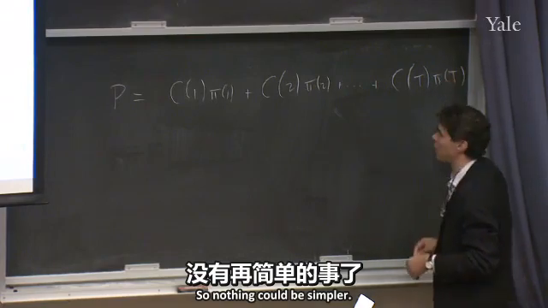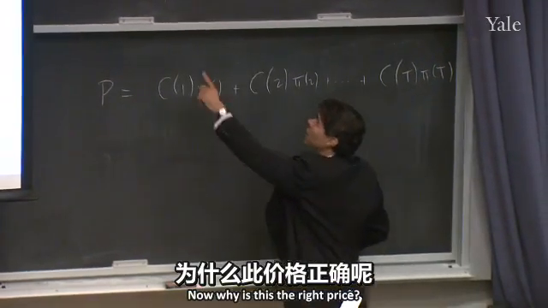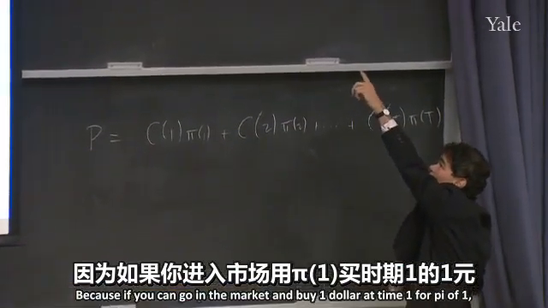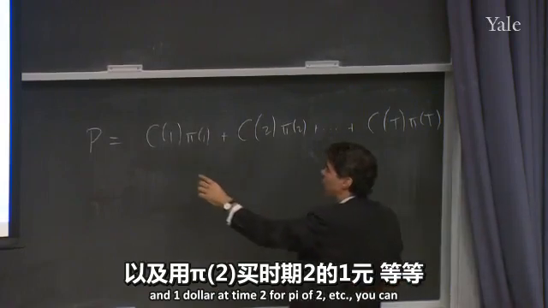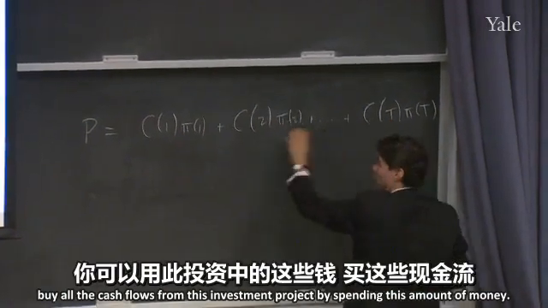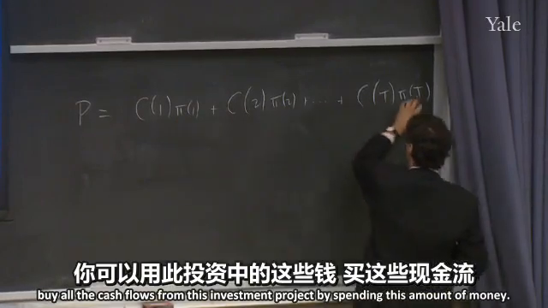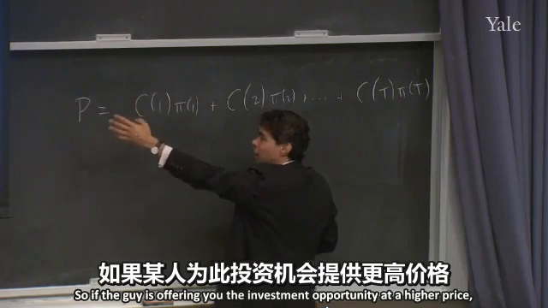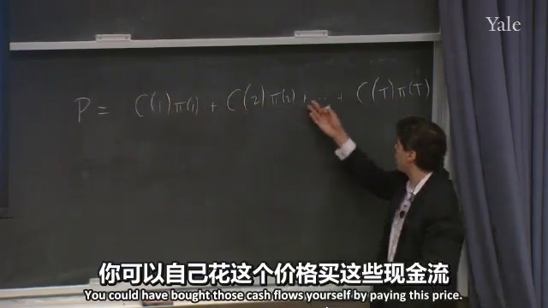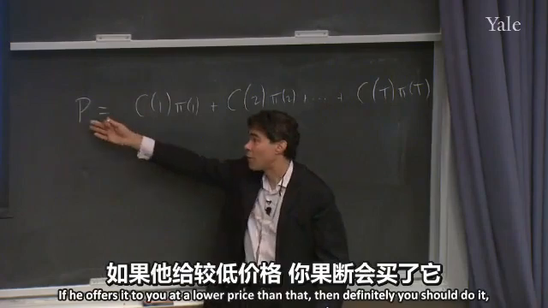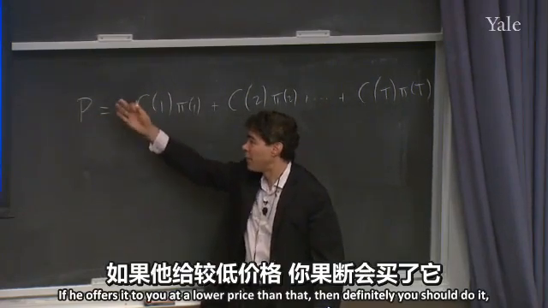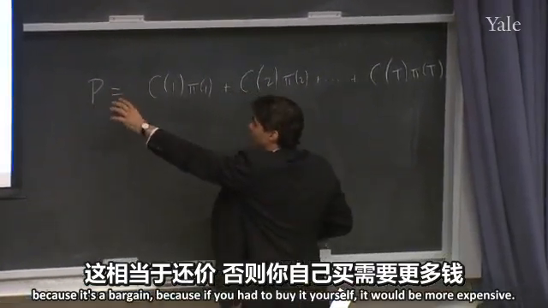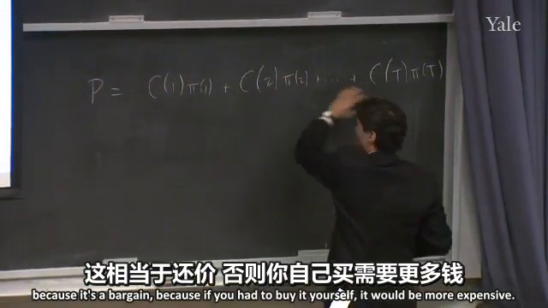So nothing could be simpler. Now why is this the right price? Because if you can go in the market and buy $1 at time 1 for pi of 1 and $1 at time 2 for pi of 2, etc., you can buy all the cash flows from this investment project by spending this amount of money. So if the guy is offering you the investment opportunity at a higher price, it's crazy to do it. You could have bought those cash flows yourself by paying this price. If he offers it to you at a lower price, then definitely you should do it, because it's a bargain; if you had to buy it yourself, it would be more expensive.